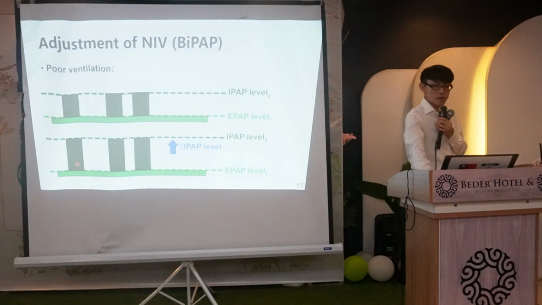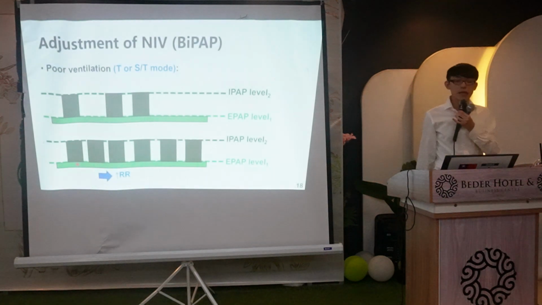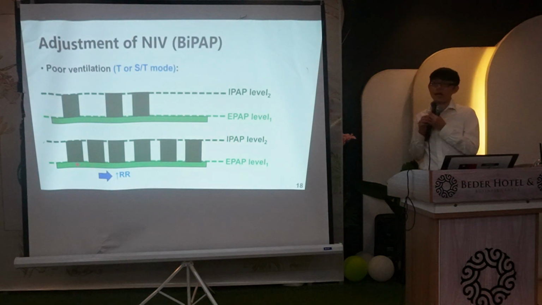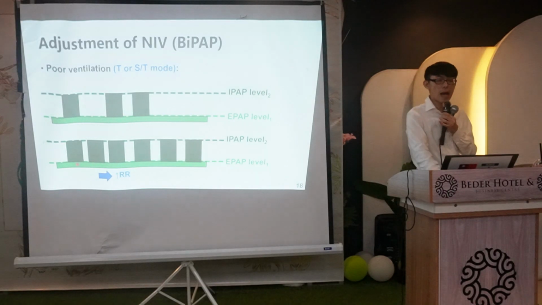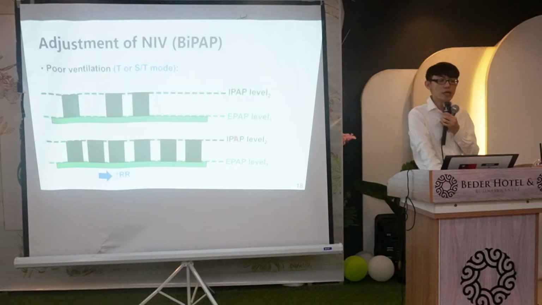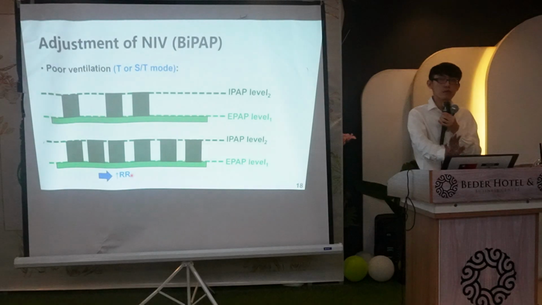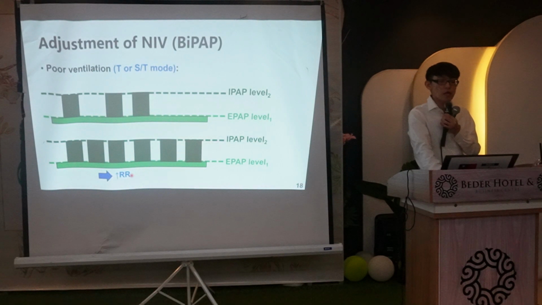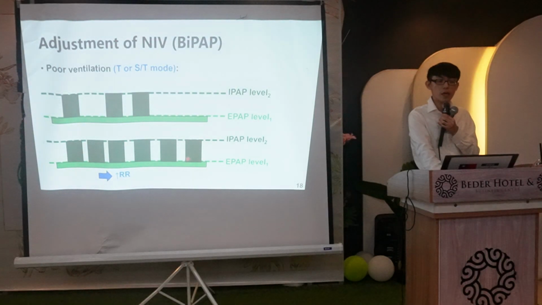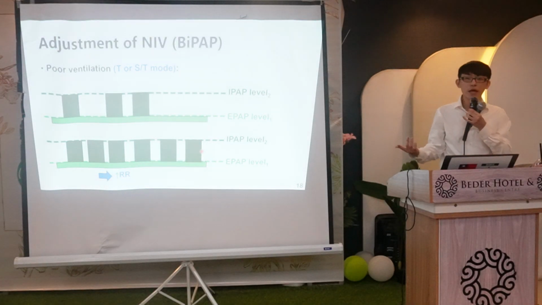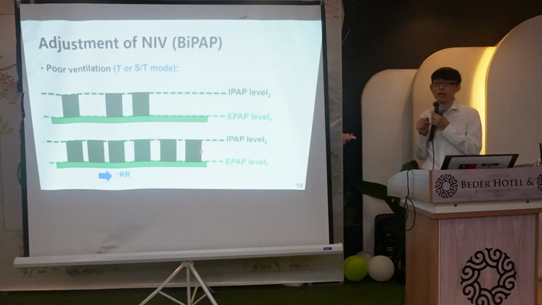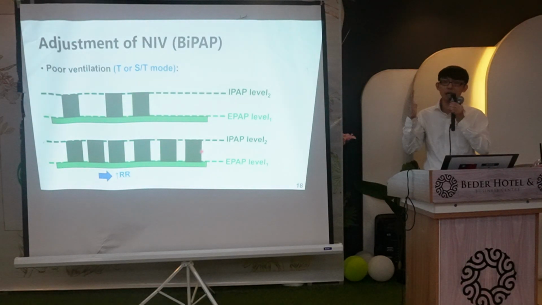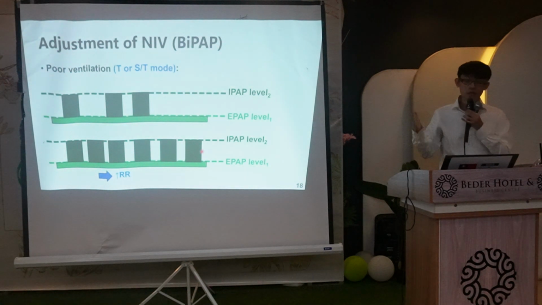Another way, in T mode or ST mode, is to keep IPAP constant and increase the respiratory rate. But you can only set the respiratory rate in T mode or ST mode. So you can increase the number of these dark green triangles, which is another way to increase ventilation. Just remember the dark green part: you need to increase its size. You can increase IPAP or increase the respiratory rate.